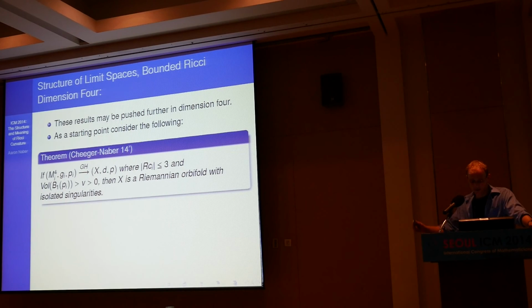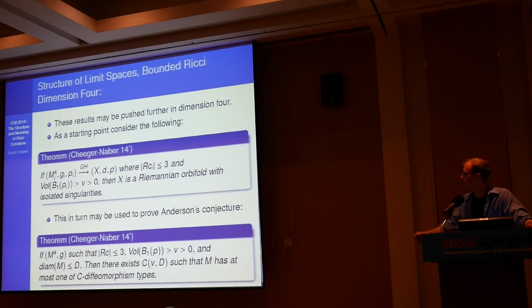Keep in mind that the important things about this theorem are what isn't there: there's no diameter assumption and there's no topology assumption on the space. Once you have that, you can use a more or less standard type of bubbling and gluing argument to arrive at Anderson's conjecture. That is the fact that under a Ricci bound, a volume bound, and a diameter bound, M has bounded diffeomorphism type. In essence, you prove this by contradiction: you look at your limit, you get some nice orbifold, and you start gluing in by doing a blow up and a bubbling. This is a pretty standard trick once you have the structure. The key point is just being able to get that Riemannian orbifold without more assumptions.